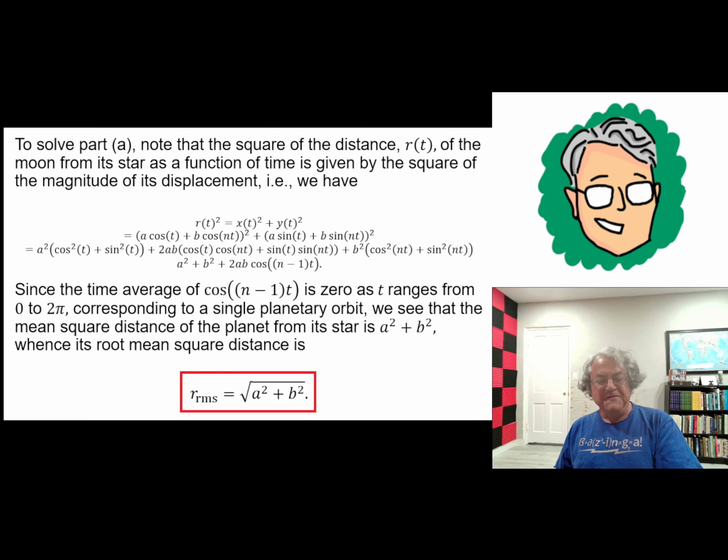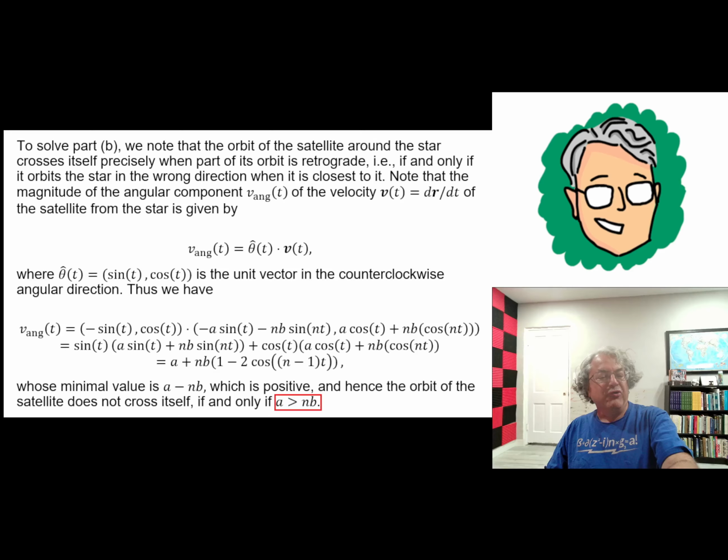And if you want the root mean square average value of r, you just take the square root, and that gives the square root of a squared plus b squared, which is kind of nice because it's actually the length of the hypotenuse of the right triangle with legs a and b, if you want to think of it that way. Anyway, so that's part A. That was pretty easy. So what about part B?